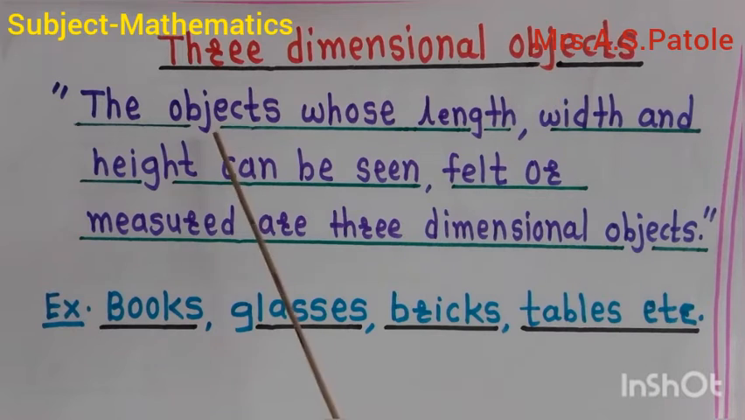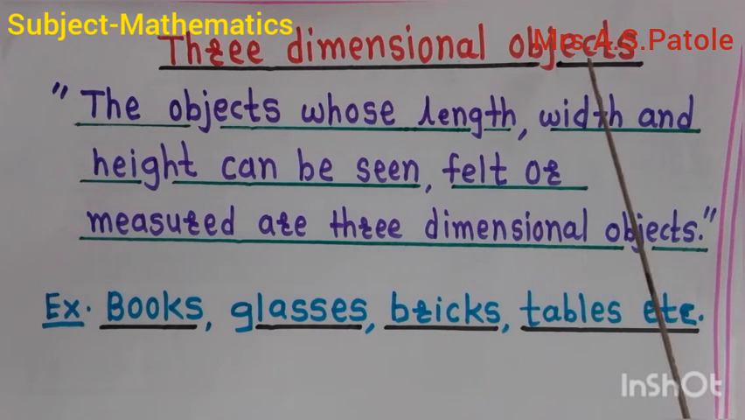Three-dimensional objects. The objects whose length, width and height can be seen, felt or measured are three-dimensional objects. For example, books, glasses, bricks, tables, etc. If we consider an example of a brick, for a brick we can measure length, width and height. So, these are examples of three-dimensional objects.